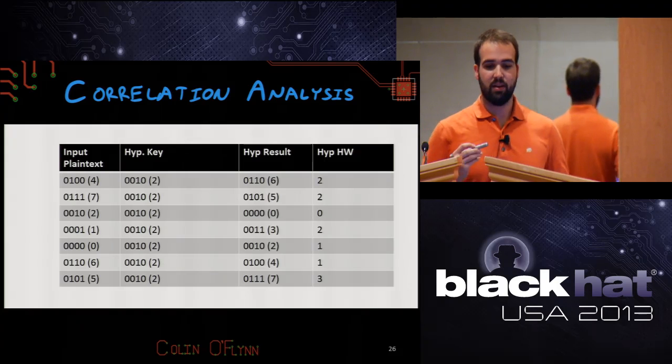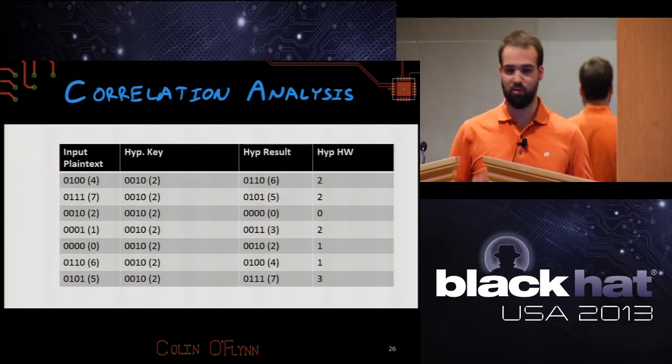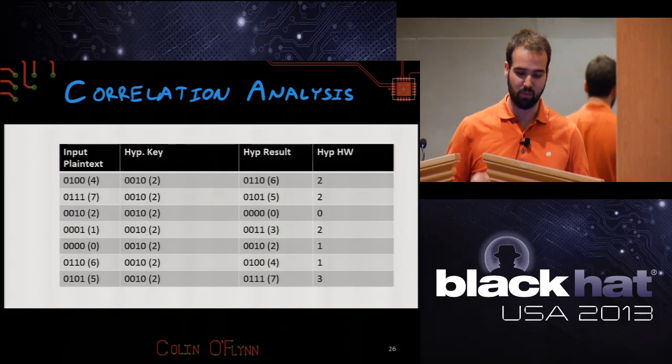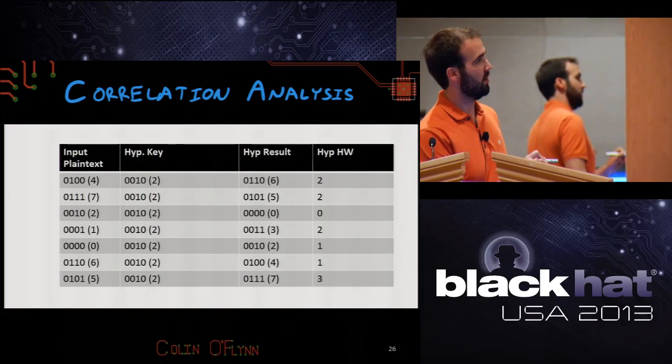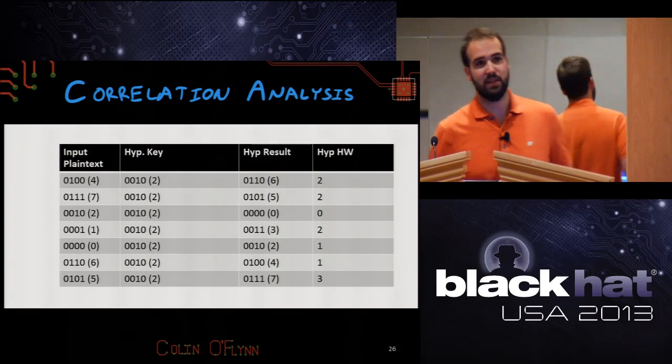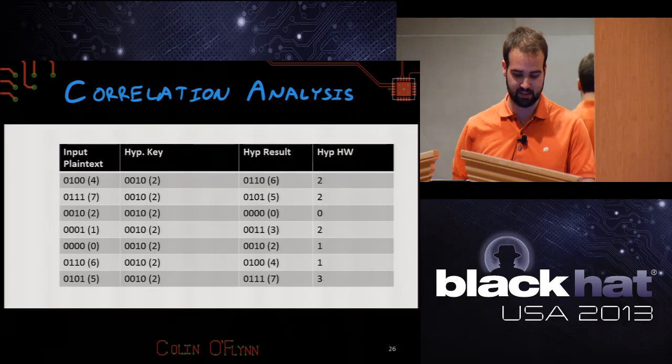So then you just pick the one with the highest correlation and you repeat this for each of the bytes. Now with the real system, with AES-128, we don't have a 4-bit key, we only have 8 bits to deal with. Again, only 256 guesses, not a big deal.